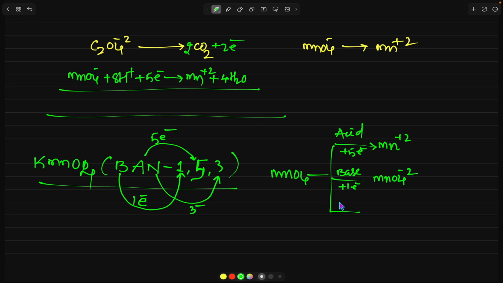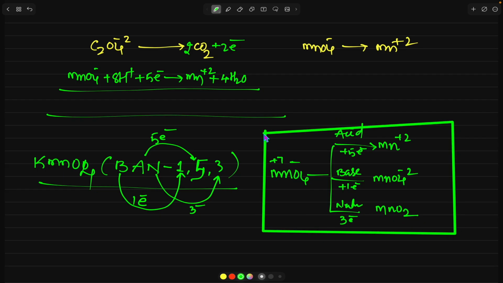So in neutral medium, it takes up how many electrons? 3 electrons, and it will be converted into MnO2. Here, adding 3 to plus 7 gives plus 4, that means MnO2 is formed. So these are the reactions you should remember: acidic medium, basic medium, neutral medium. Right? So what electrons are required?